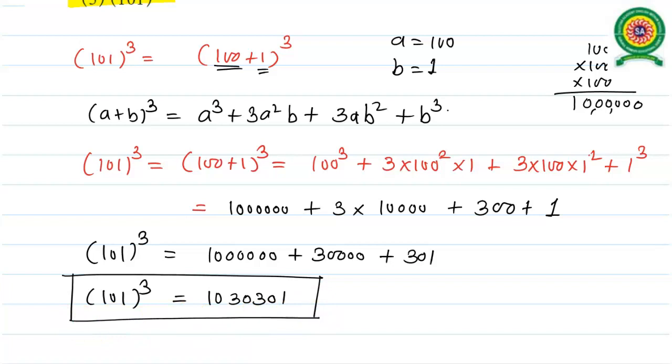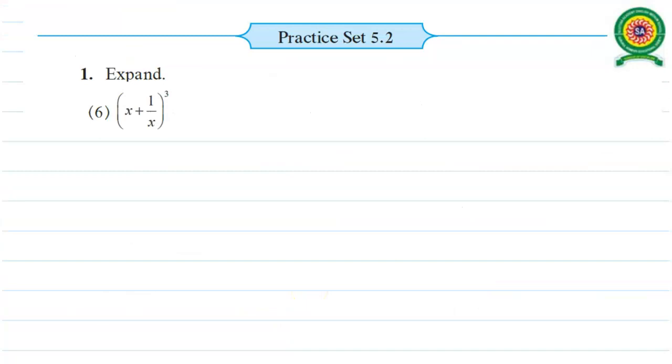30,301. You may cross check your answer for finding 101 the whole cube. You may multiply 101 three times, so that you are getting the same answer, 10 lakh 30,301. Now look at the sixth sub question, x plus 1 upon x the whole cube. So I am writing the question. We have to expand x plus 1 upon x the whole cube.